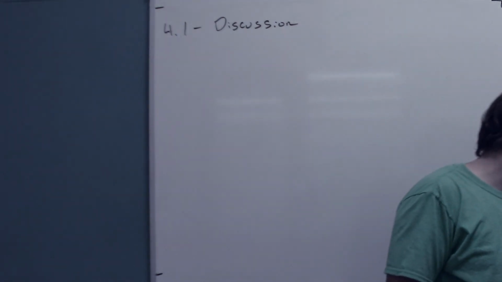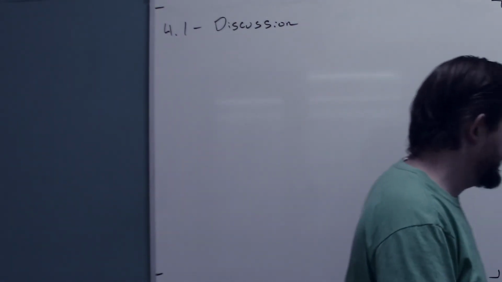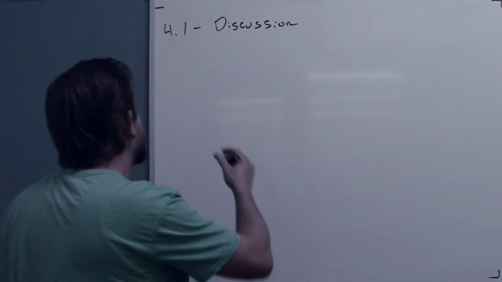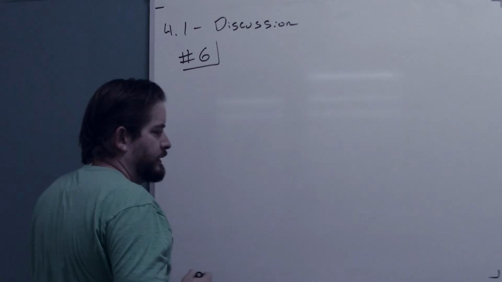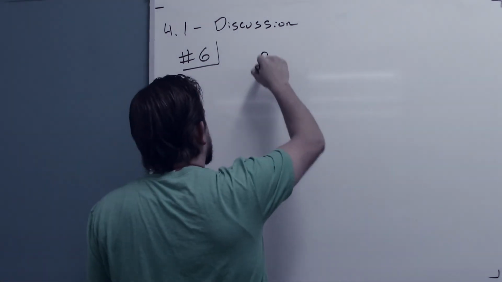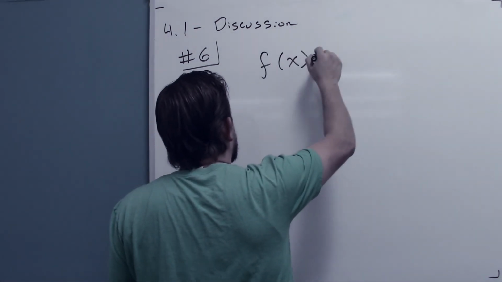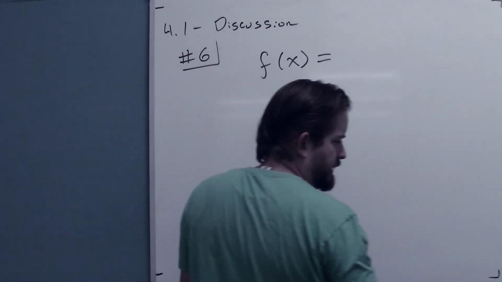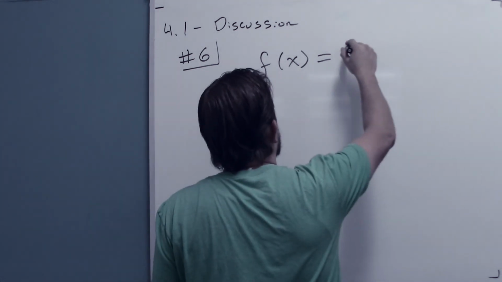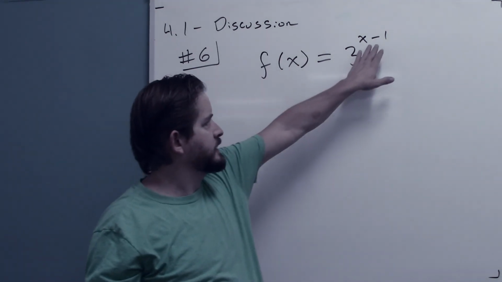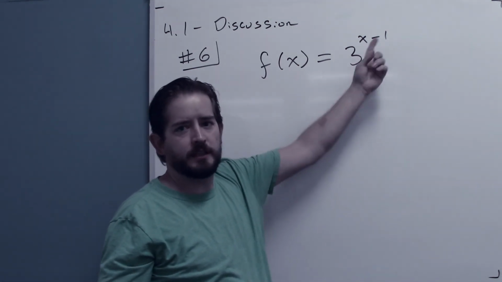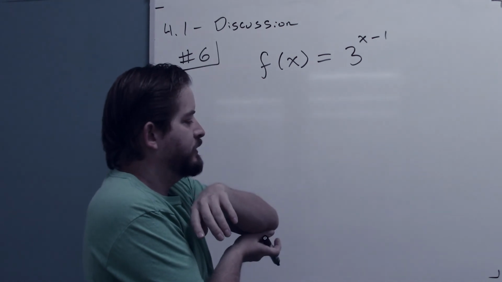Question 4.1, number 6. We have a function, f of x equals 3 raised to the x minus 1. And that x minus 1 is the power, right? So x minus 1 is my exponent. And we're asked to find a few values.